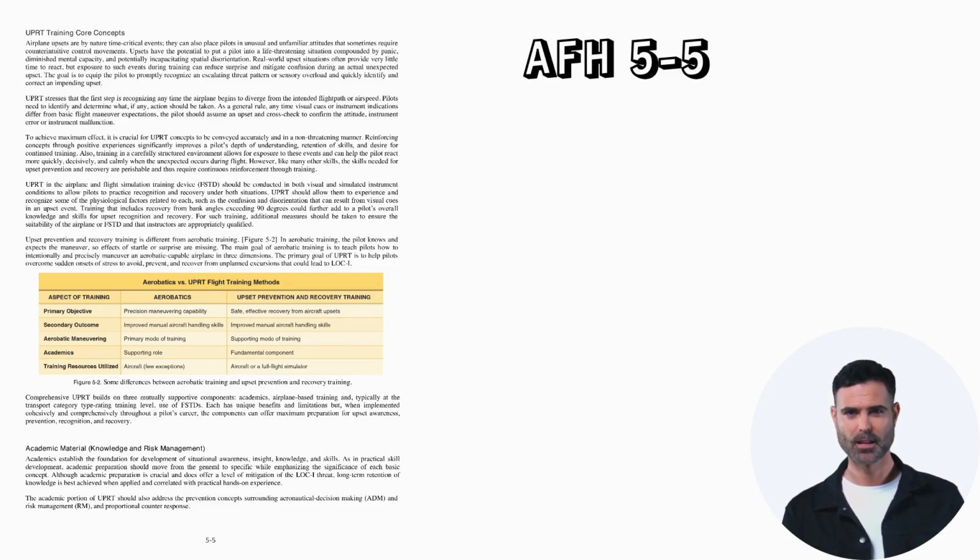UPRT Training Core Concepts. Airplane upsets are by nature time-critical events. They can also place pilots in unusual and unfamiliar attitudes that sometimes require counterintuitive control movements. Upsets have the potential to put a pilot into a life-threatening situation compounded by panic, diminished mental capacity, and potentially incapacitating spatial disorientation. Real-world upset situations often provide very little time to react, but exposure to such events during training can reduce surprise and mitigate confusion during an actual unexpected upset.